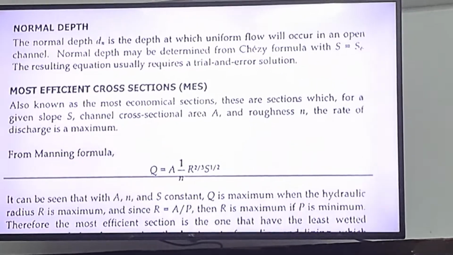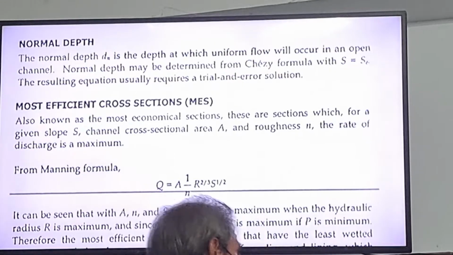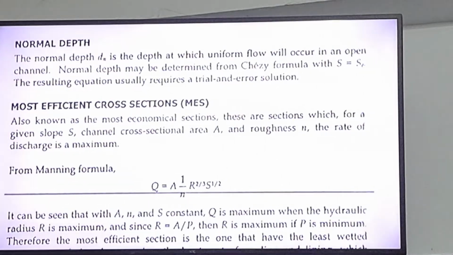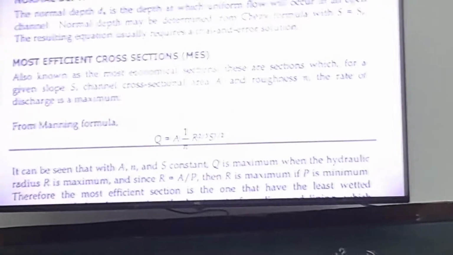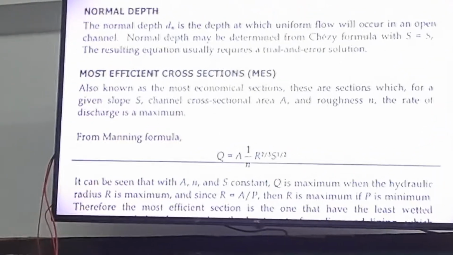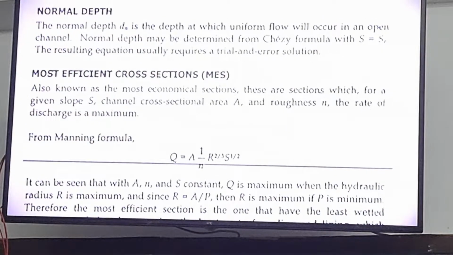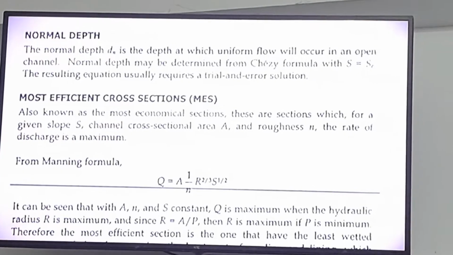Next is normal depth. Normal depth is the depth of your water. Normal depth is the depth at which uniform flow will occur in an open channel. Normal depth will be determined by the Chezy formula. The resulting equation requires a trial and error solution. Most efficient cross-sections.